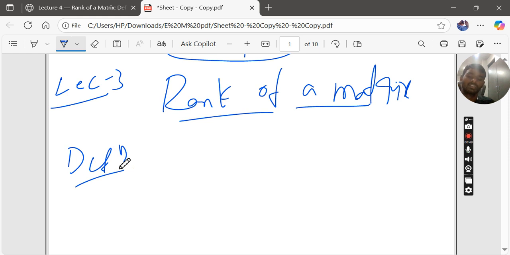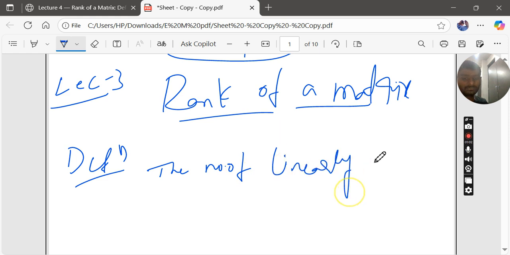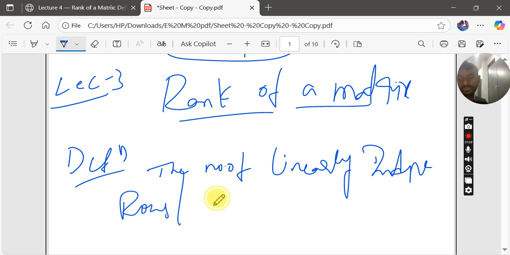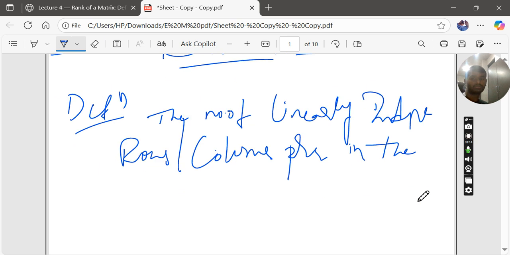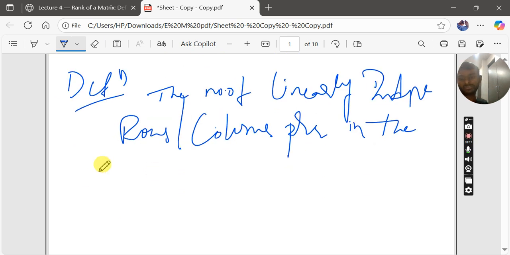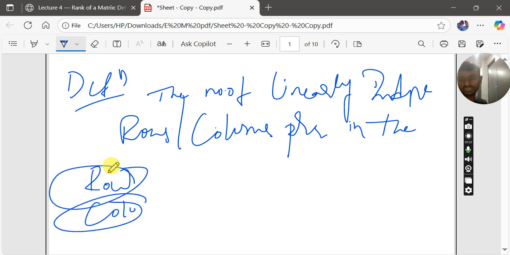The number of linearly independent rows or columns present in the matrix is nothing but the rank. So what it says is that for finding the rank you can use row operations or column operations. You can apply any operations. Okay, so what does the definition say now?